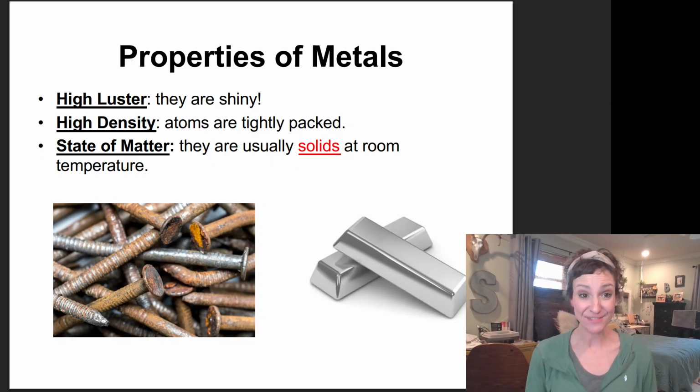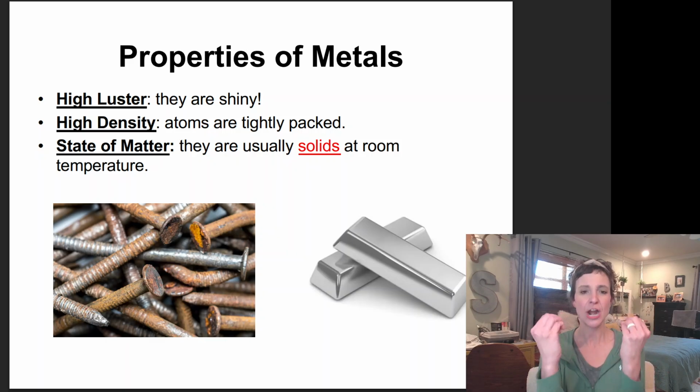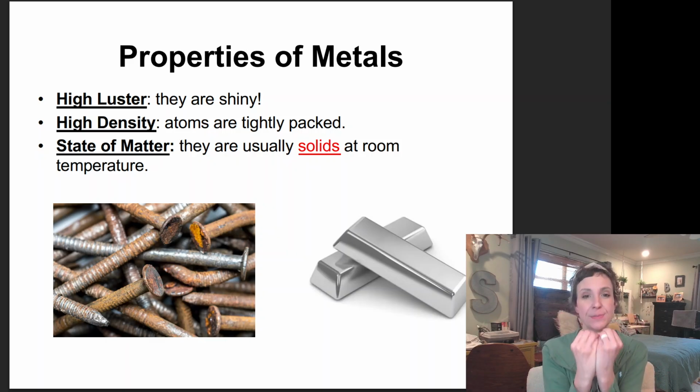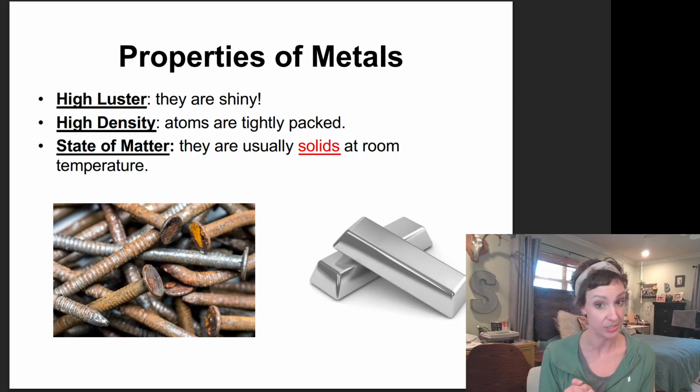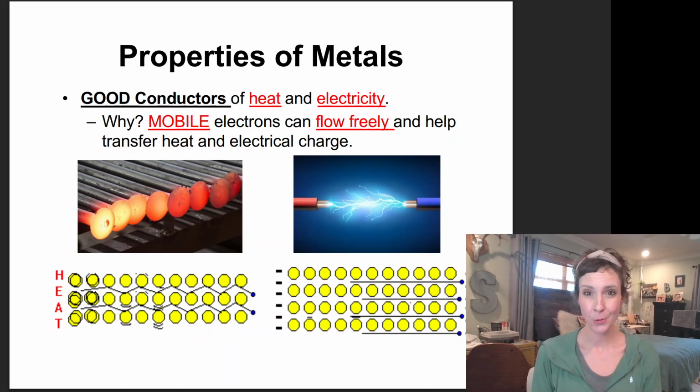So, more properties of metals. High luster. You guys, that means they are shiny. High density. Oh gosh, here she goes with the density again. Density is mass per volume. So if you have high density, that just means your atoms are tightly packed together in a small amount of space. And the state of matter that metals are most commonly found in is solid at room temperature.